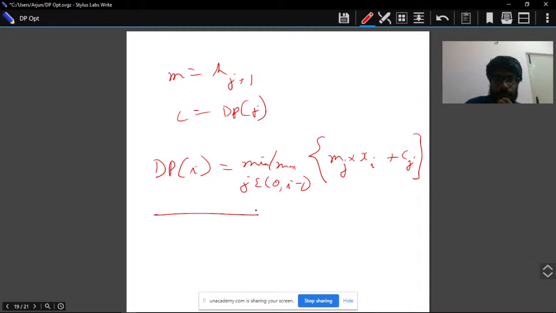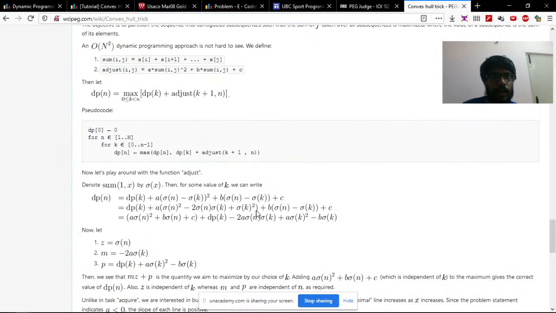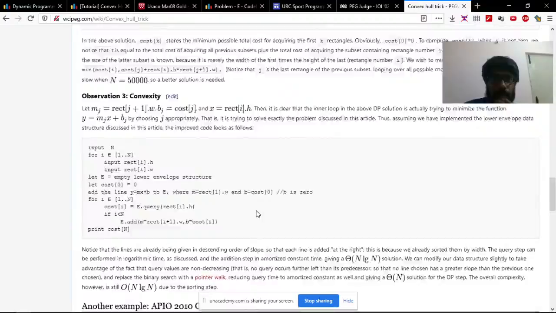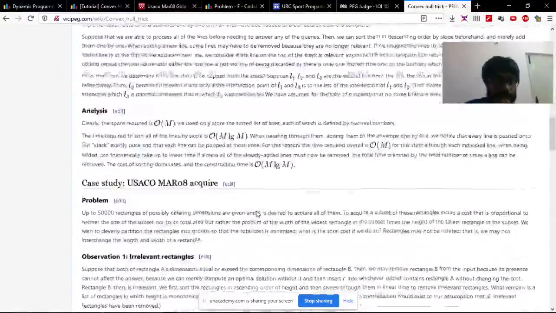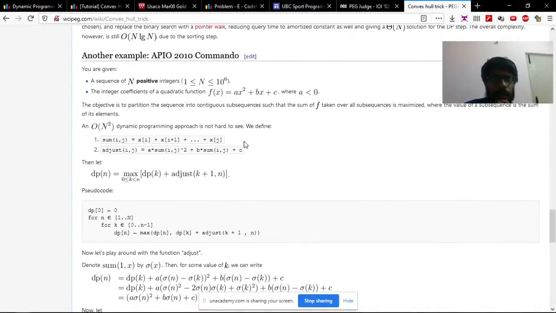Okay. So again, for CHT, I would very highly recommend looking at this blog. There is Acquire discussed, and then there are, I think, 2 more problems. Commando is also a very nice problem. So with CHT, the hard part lies in massaging the inner DP term into this format. Similar to what we did in batch scheduling, it wasn't obvious at the beginning, so we had to massage it to get it to that format. That's pretty much what happens here as well.